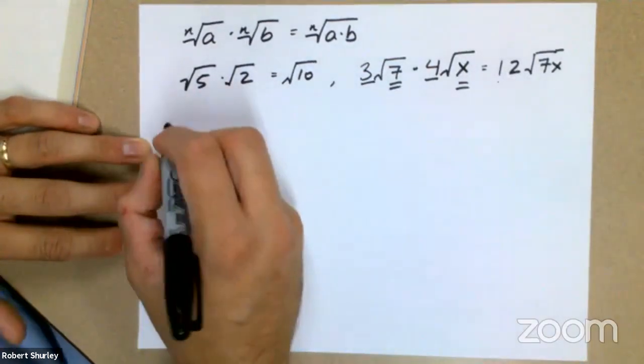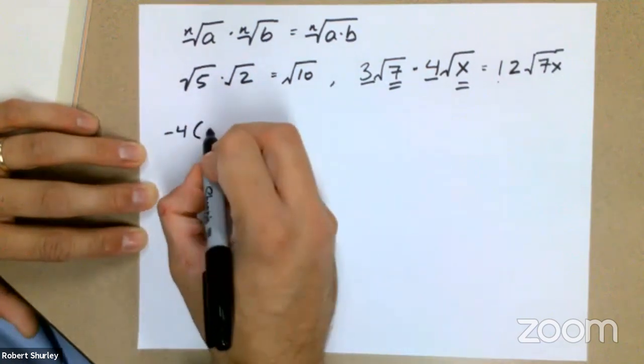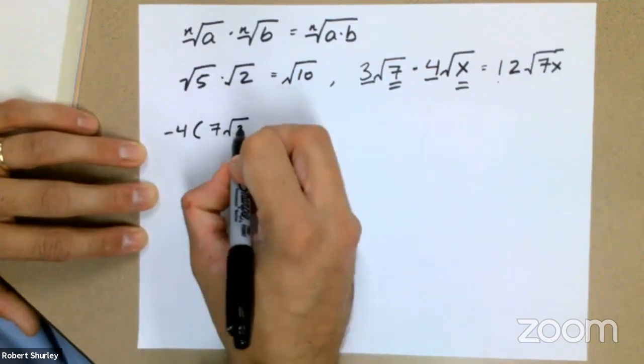Let's say we just wanted to multiply a number through. Let's say we had -4 times 7 square root of 3.